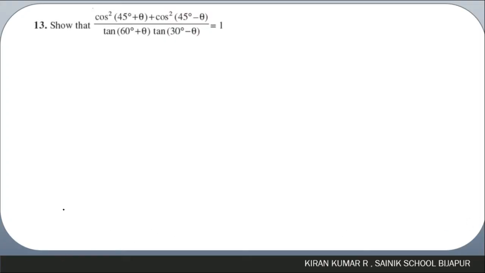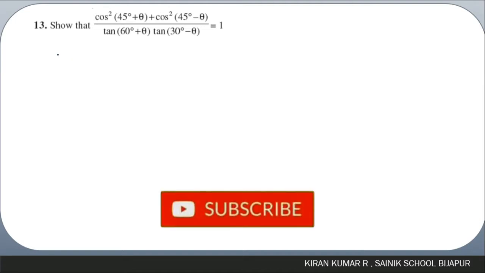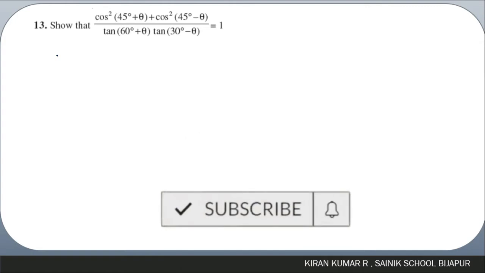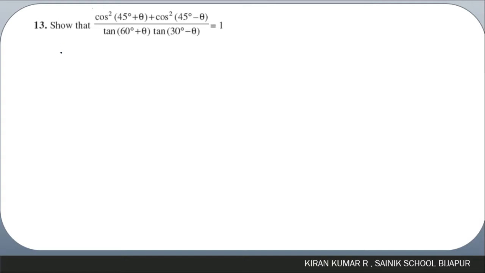In question 13, we need to show that the left hand side is equal to the right hand side. Here they have given the angles in terms of 45 degree plus theta, 45 degree minus theta, 60 degree plus theta, 30 degree minus theta. If you observe carefully, 45 degree plus theta and 45 degree minus theta are complementary angles.